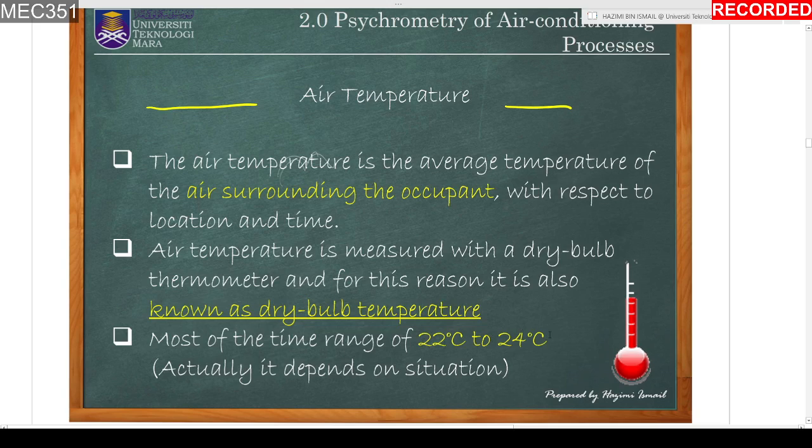Okay, tapi kalau awak design aircon dekat rumah saya tak maulah. Sebab saya as a client, awak as a engineer, awak kena ikut client. So saya client, saya kata nak 26. So kena terimalah 26. But for the standard purpose, kita guna range ni. Okay, that's for the air temperature.